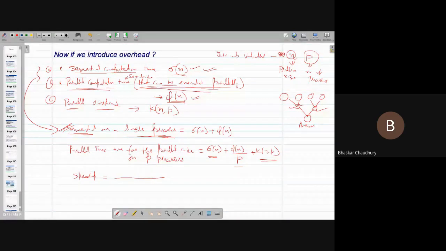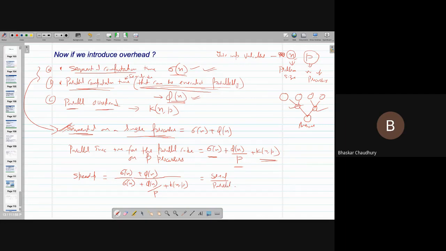In terms of sigma and phi and k, what is speed up? Sigma n plus phi n divided by sigma n plus phi n by p plus k n comma p. Exactly. Sigma n plus phi n, which is serial time, divided by parallel time, which is sigma n plus phi n by p plus the overhead also I include. So basically, this is serial divided by parallel.